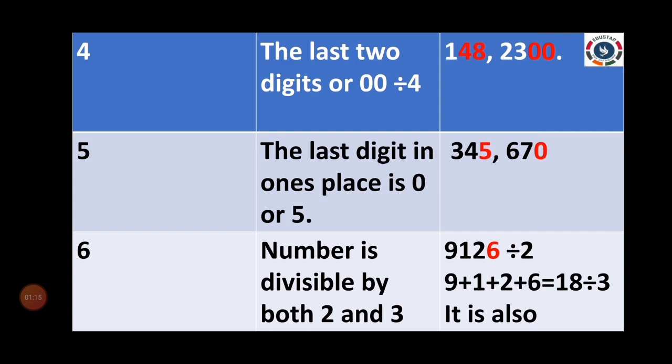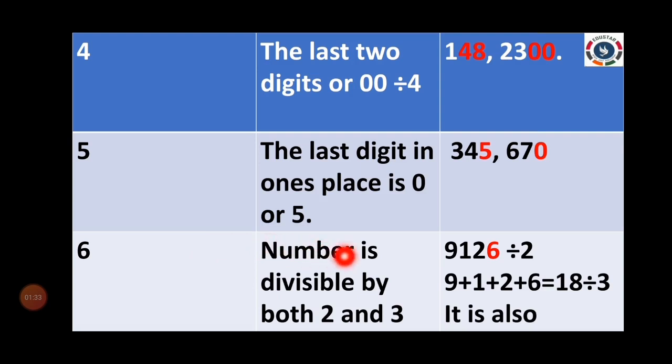And 5, the last digit in ones place is 0 or 5 means it is divisible by 5. So 345, 5 it is in ones place, so it is divisible by 5. And 670, so the last ones place 0 is there, that is divisible by 5.